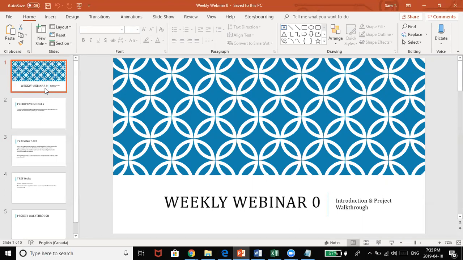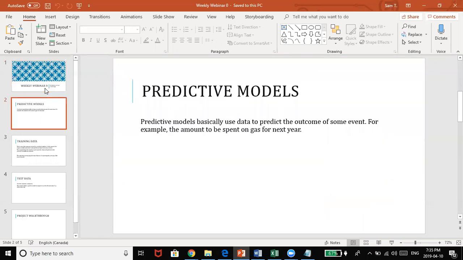So many of you would ask, what are predictive models? Predictive models are used to predict the outcome of an event. So for example, say you're the manager of a business and you want to know how much revenue you would get for the year. Predictive analytics can help you develop a model which will help you understand what the revenue would be for the year.